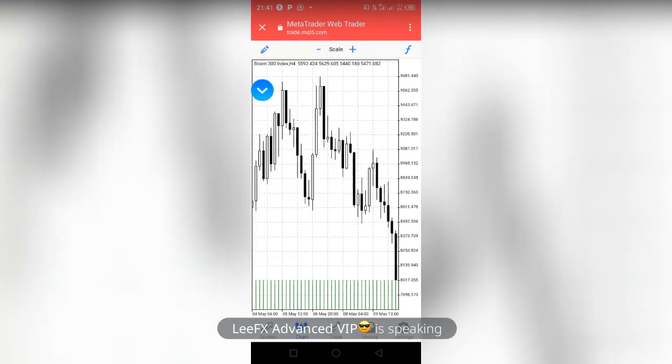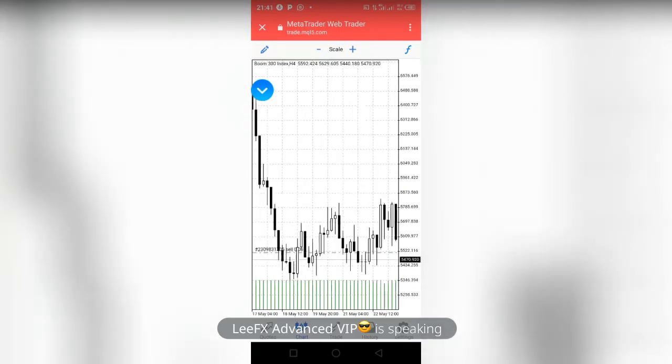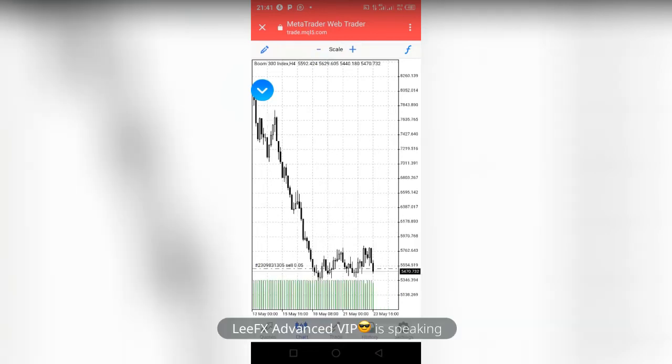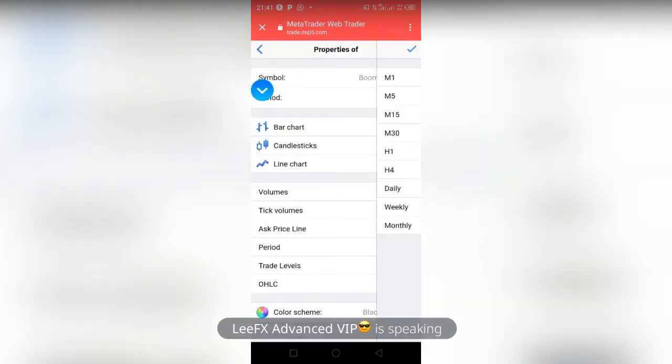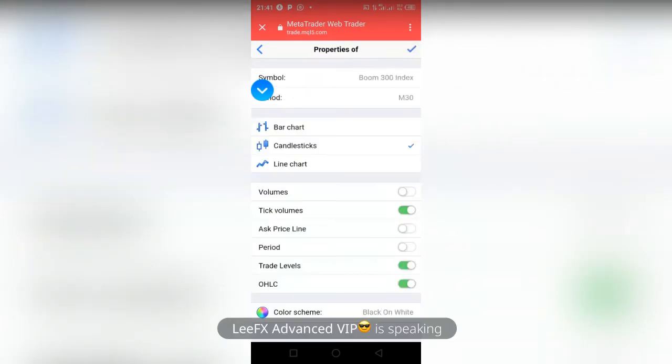We observe it like that. Zoom in. So this is a ranging part. This is a ranging area. Then what should we do now? We go like that. We look at it in M30.